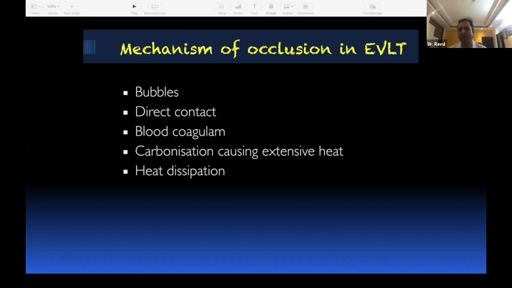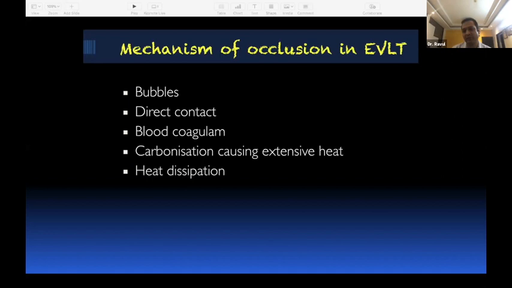The fourth concept was heat dissipation. It means from the laser fiber itself, from the tip, the heat gets dissipated into the vein wall. And the fifth concept was carbonization. What that means is, this is one of the basic concepts, that all laser fibers will get mild carbonization at the tip, resulting in increased temperature of the tip and heat dissipation from the carbonization into the vein wall.